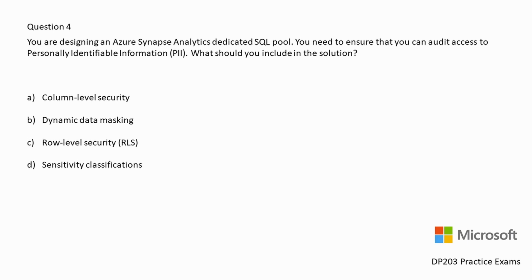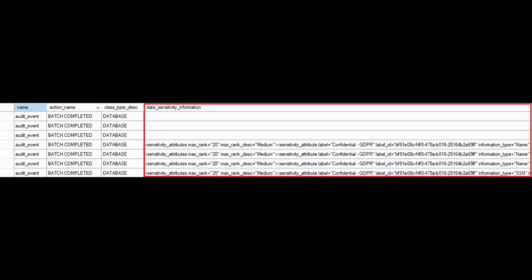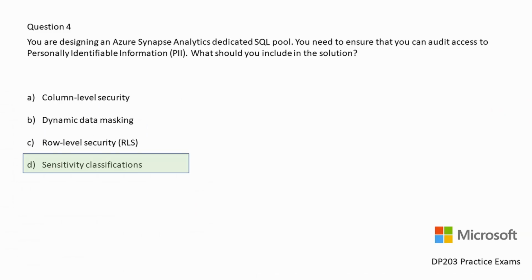So just to review really quickly, data discovery and classification is built into Azure Synapse Analytics. And one of the capabilities that it provides is auditing. Before doing so, we need to label sensitivity classifications to this confidential information. We'll apply the sensitivity classification labels before the auditing. The audit can return the sensitivity classification as one of the outputs. So the correct answer here is D, sensitivity classifications.